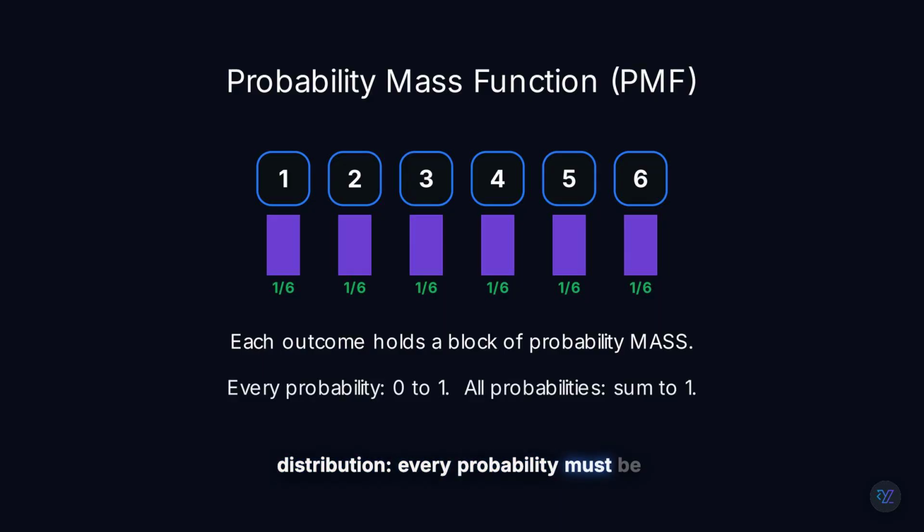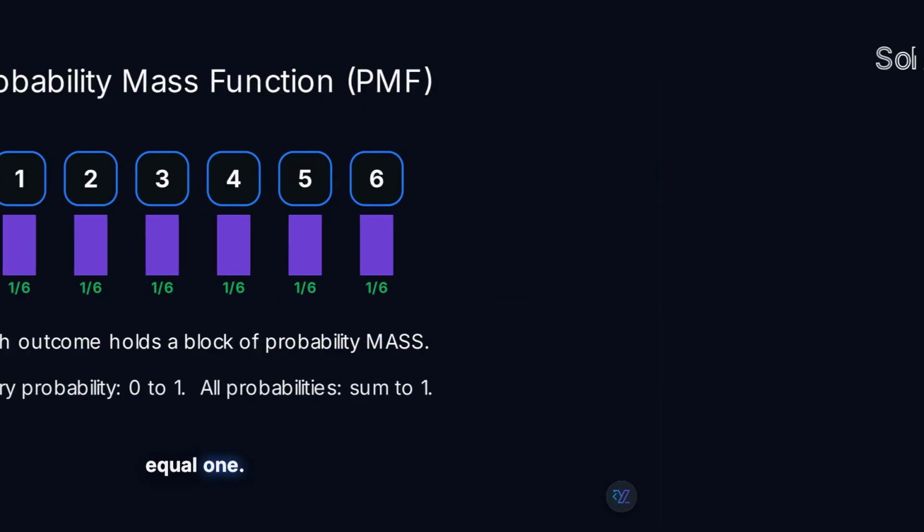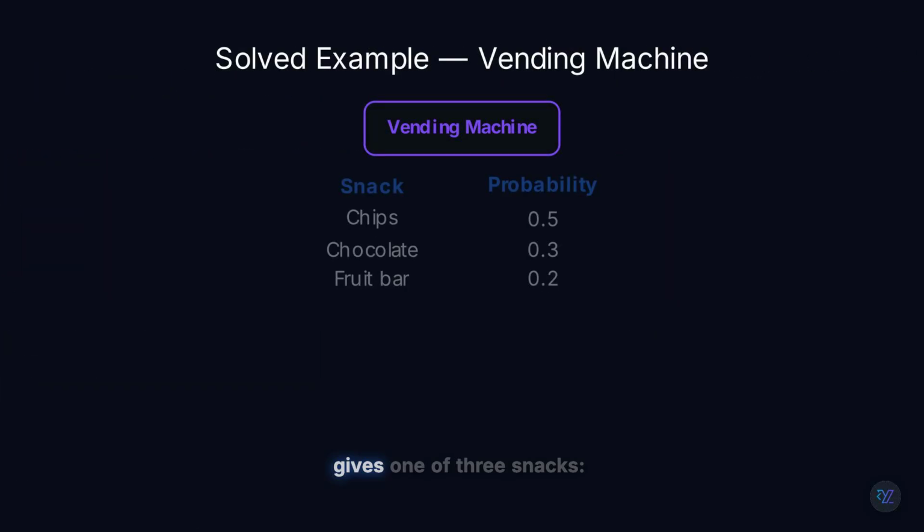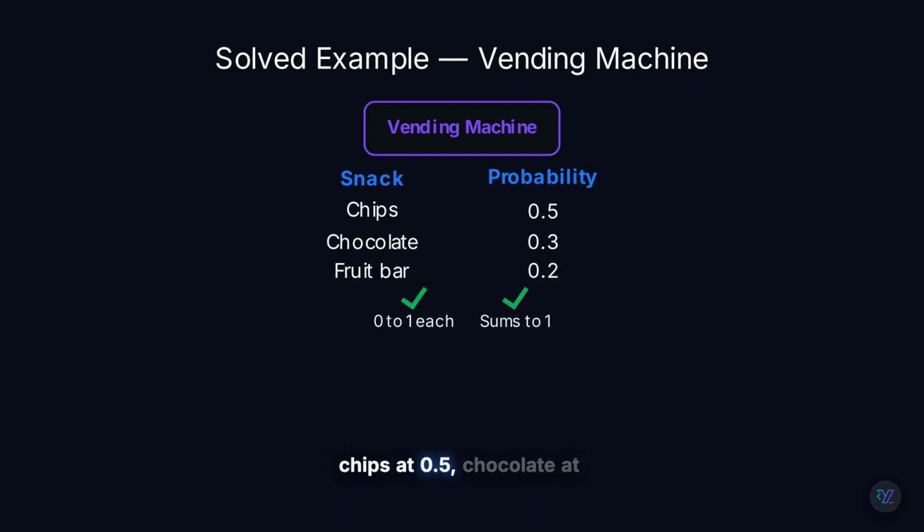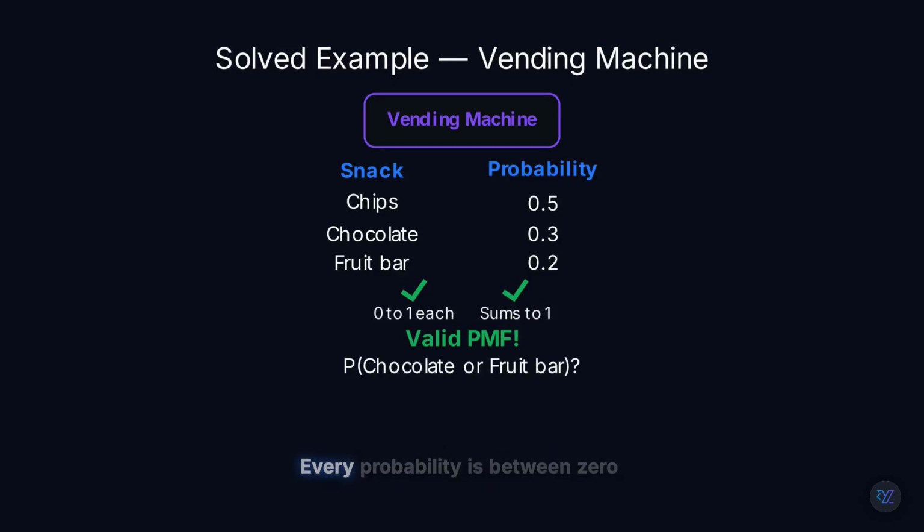A valid PMF follows the same rule as any probability distribution. Every probability must be between 0 and 1, and when we add up every possible outcome, the total must equal 1. Suppose a vending machine randomly gives one of 3 snacks: chips at 0.5, chocolate at 0.3, and a fruit bar at 0.2. Is this a valid PMF? Every probability is between 0 and 1, and they add up to 1, so yes, it's valid.